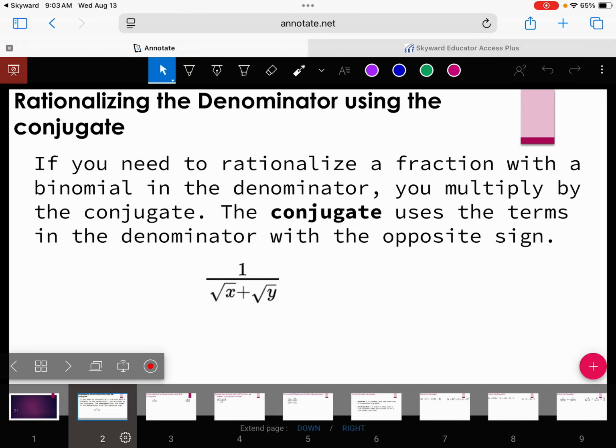So we're going to talk about the conjugate today. We are going to finish out chapter 1. We'll probably start on chapter 2, just because we can, for the time.